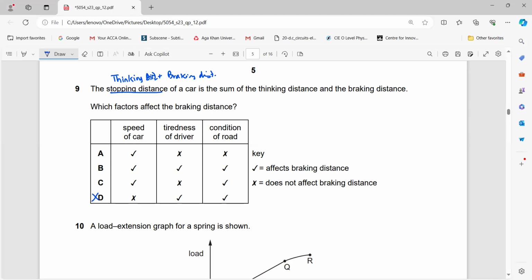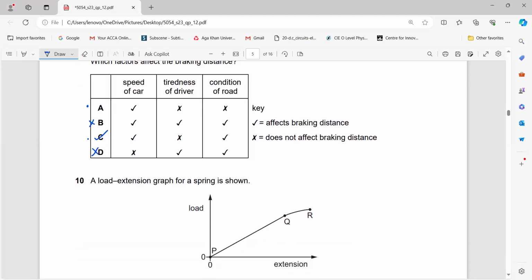So now I'm left with these, the others cancelled out. So it's either A or C. It says condition of the road. Yes, condition of the road affects the braking distance because if you are braking on a wet, slippery surface, your braking distance is going to be longer. Why? Because the car will skid. This is why C is the answer.